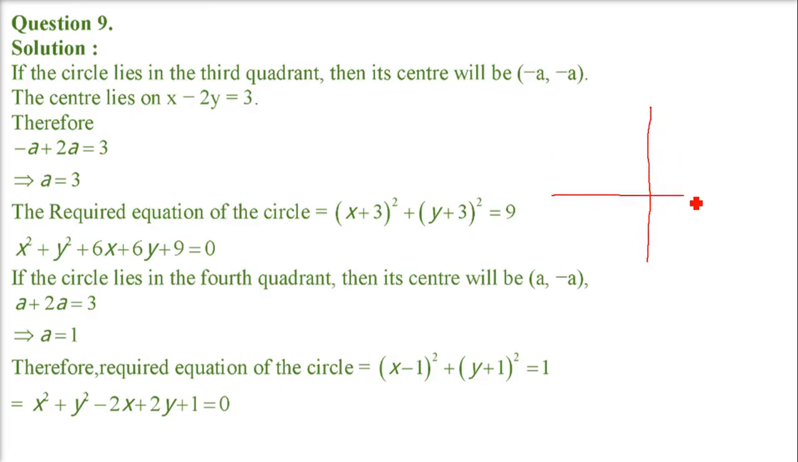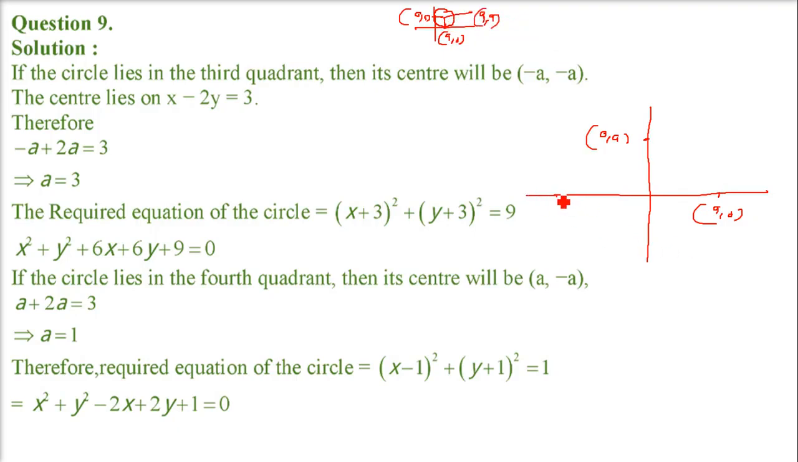Whenever a circle touches both the axes, like this, what does it mean? This point is (a, 0) and this is (0, a). Now this can touch the axes anywhere, in any quadrant. So let us take the center. If I take this as (a, 0) and this as (0, a), and join them, the center will be (a, a).